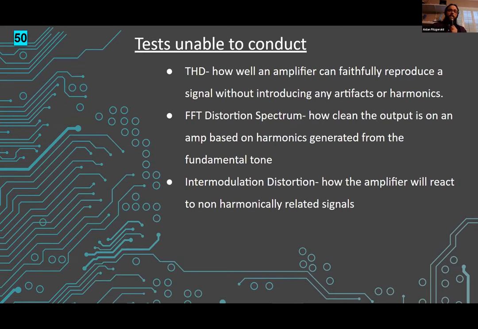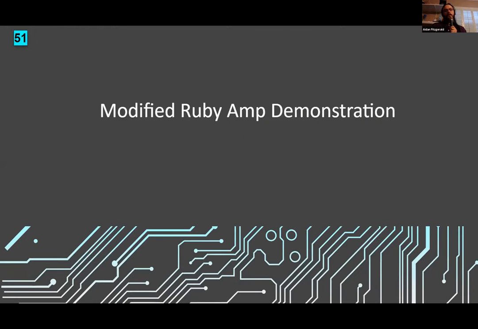As I mentioned before, the COVID-19 pandemic hit us, and as such, these were the tests we were sadly unable to perform for you. That's the total harmonic distortion, the fast Fourier transform distortion spectrum, and the intermodulation distortion. All of these were tests we wished to perform but were unable to. And without further ado, I'll turn back to David for the Ruby demonstration.